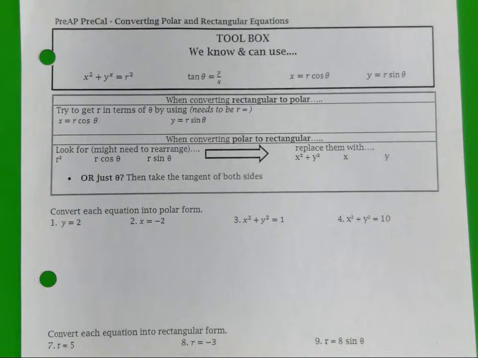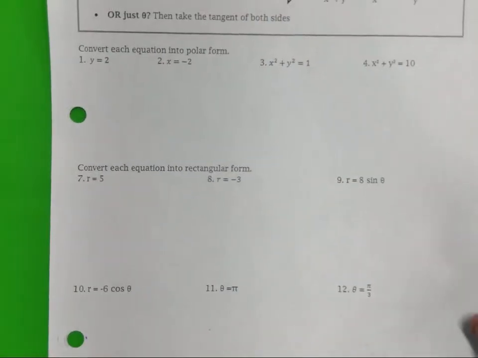How do you know something's polar? When your x and y is gone, you got at least an r of theta, okay? Does everybody understand that? So I'm going to kind of teach this to you. That box up there might confuse you, so we're just going to start with number 1. It says convert each equation into polar form. What's keeping it from being polar form right now? That y. We need to do something with that y.